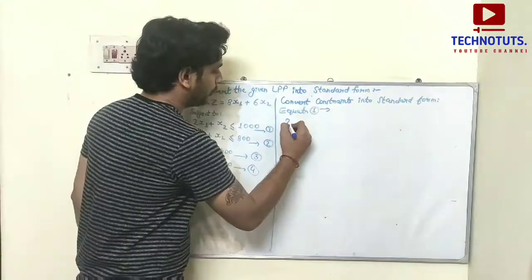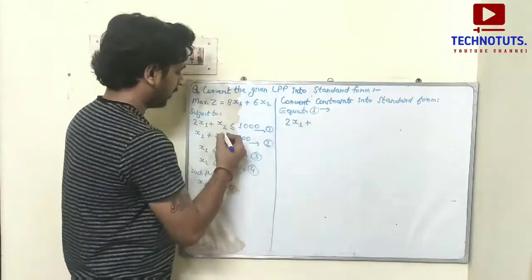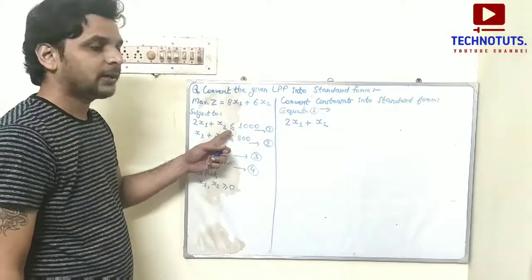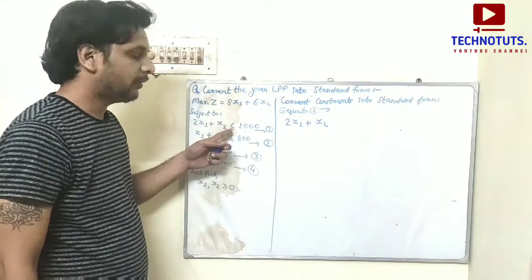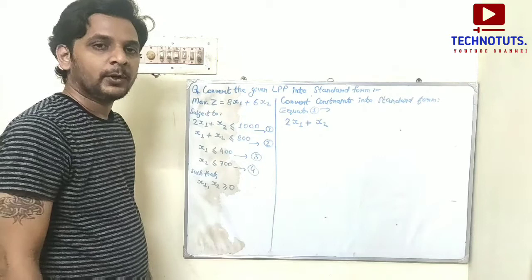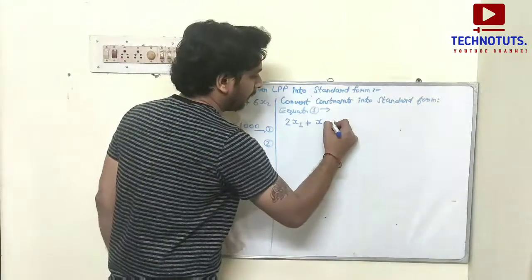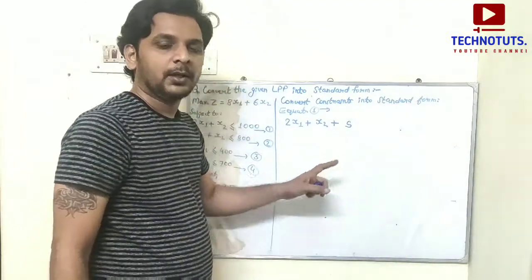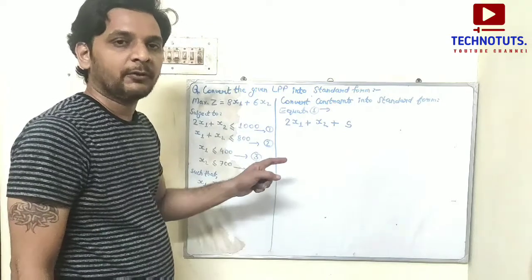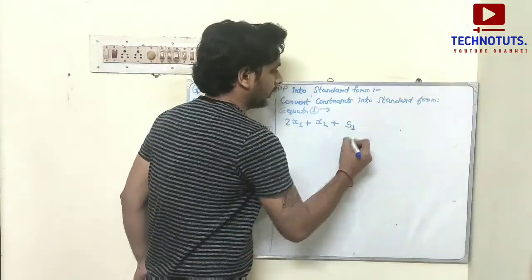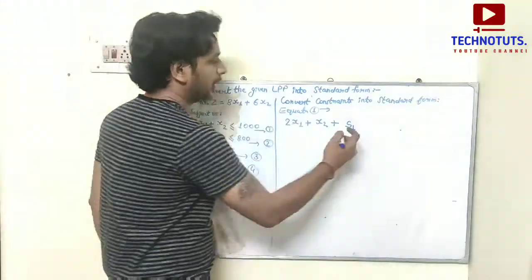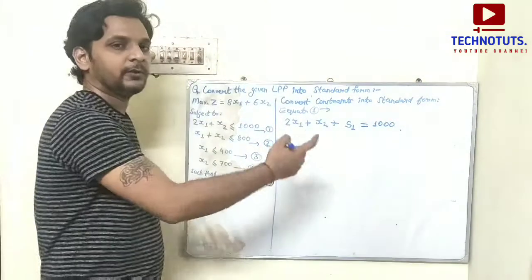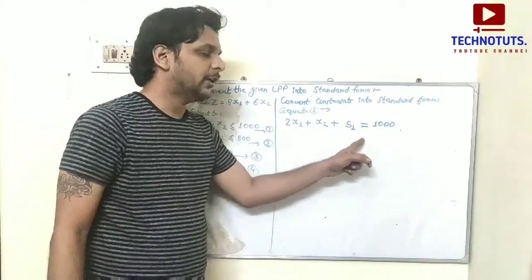When we convert this, equation 1 will become 2x1 plus x2, as given in the question. Now which sign occurs here? Less than or equal to sign. The rule says that wherever the less than or equal to sign occurs, you have to add a slack variable s with coefficient unity. Here we are adding a slack variable for the first time in this equation, so we will use suffix 1. Less than or equal to gets converted into equality, which is equal to 1000. Now you see that the first equation gets converted into its standard form.